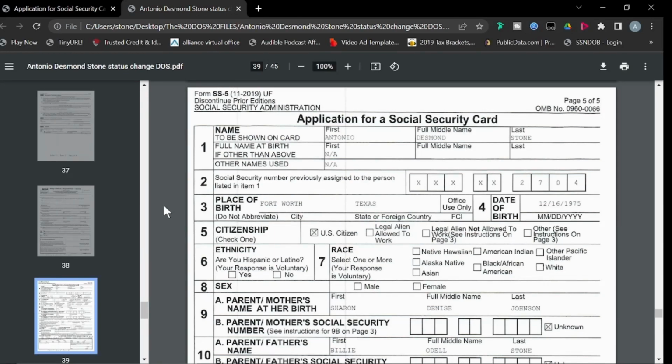Okay. So this is my actual application. What we've got here is the SS-5. It says right here at the top, SS-5. This is my all caps, right? First, we want to fit. This is what we're going to start off with. This is going to be the exact way you fill it out when you're changing your status.